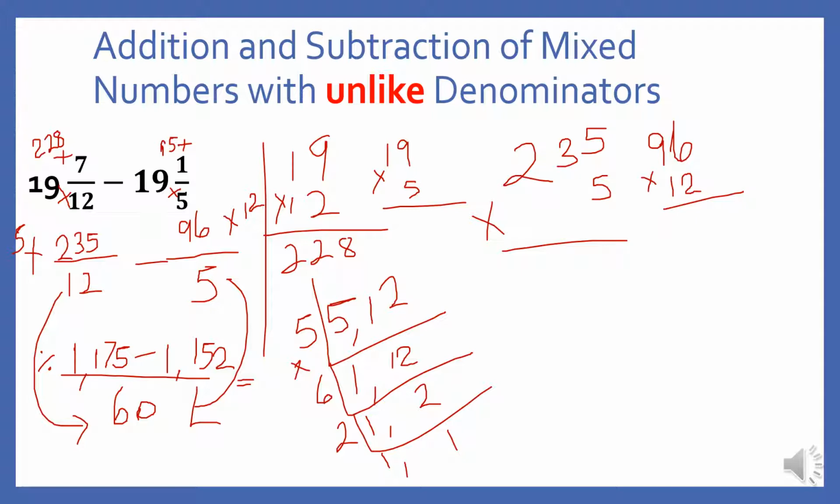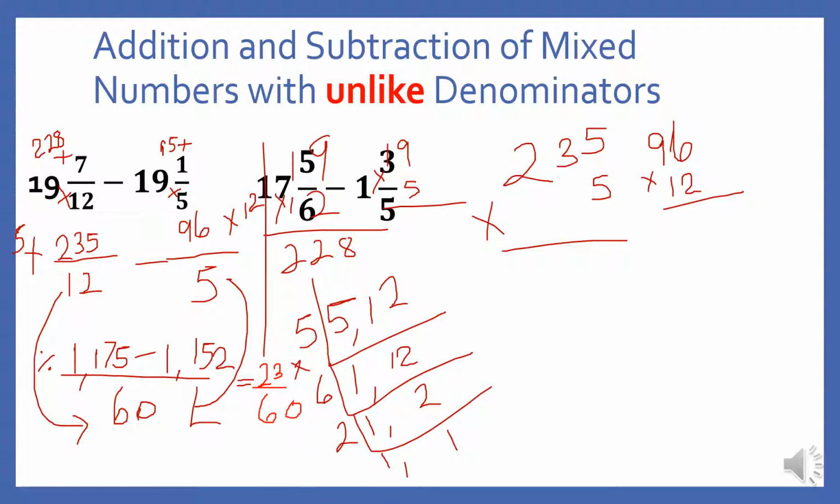The last step is to subtract our numerators, and our numerators are 1,175 subtract 1,152, and we are going to get 23. The numerator is going to be 23 over 60. That is our answer. Now I know that a lot of working will have gone on here, but please don't be intimidated by this. Go through all the steps. It doesn't matter how big the number gets, you will be able to get your answer.